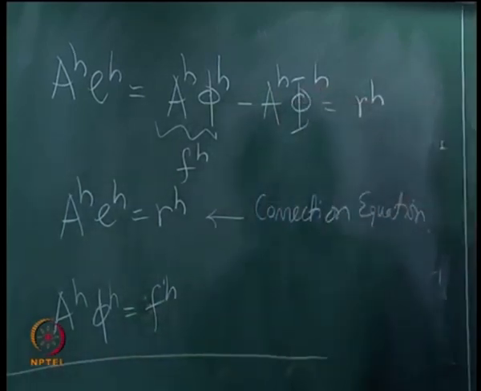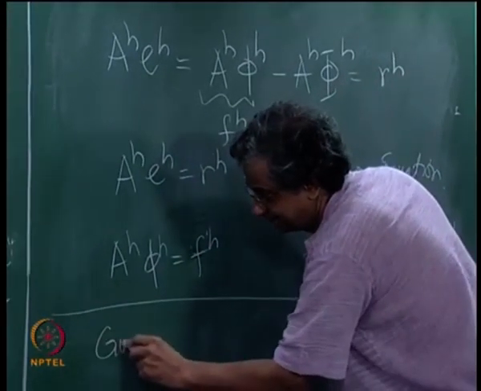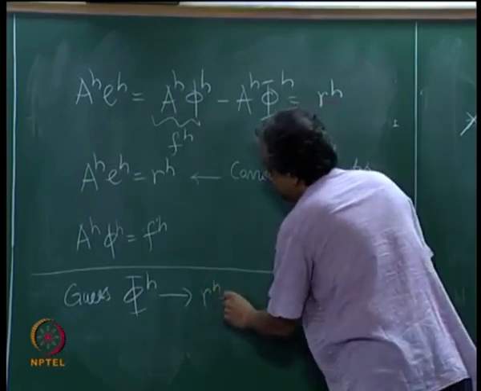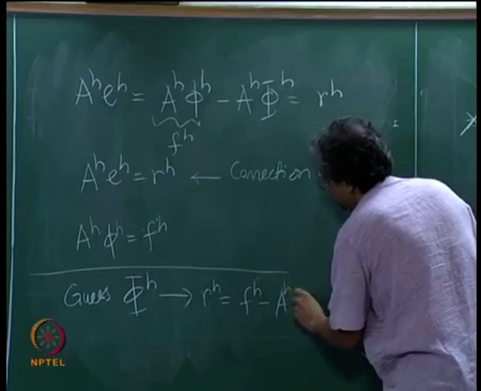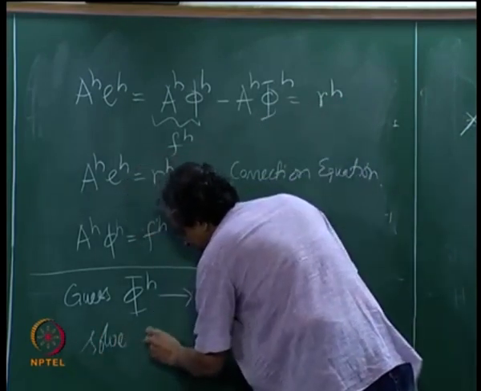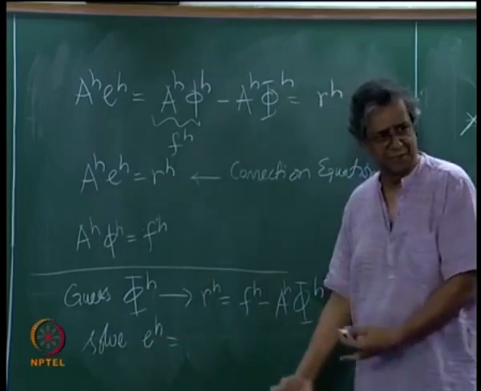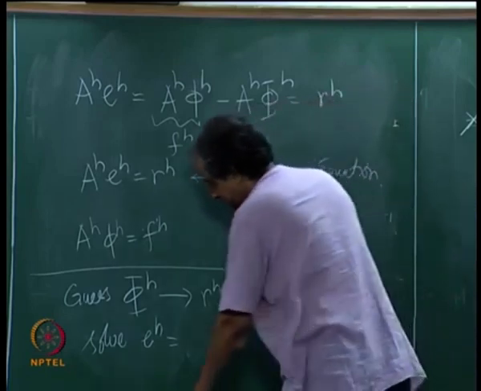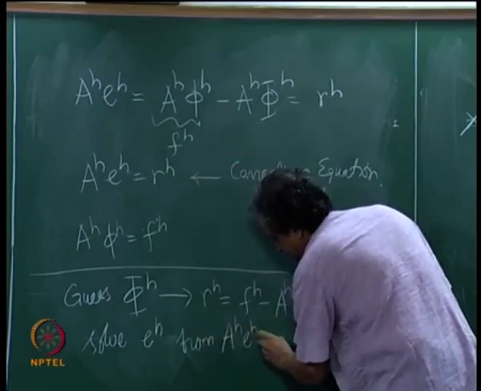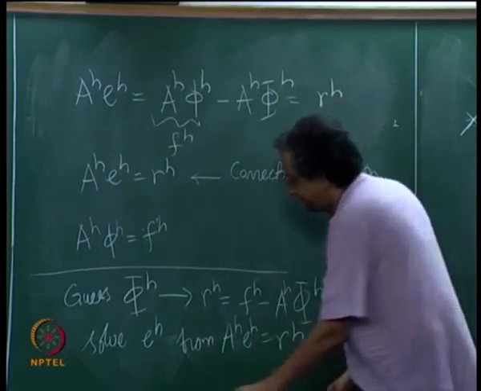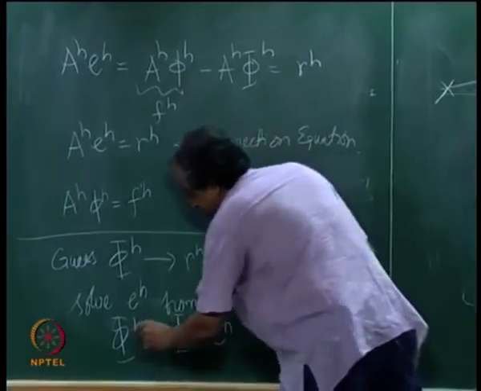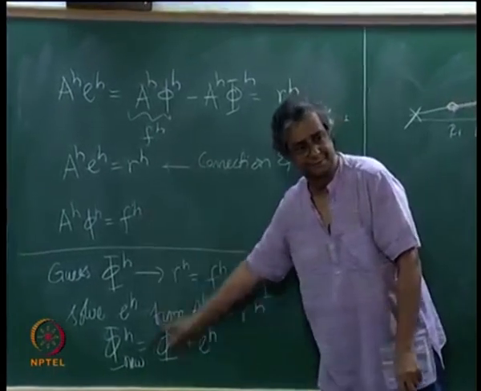You would guess a capital phi h, compute RH, and solve for EH in some iterative fashion. Maybe you do not have to solve it exactly, you do not have to use a direct method, but get an estimate for this. So find an EH from this, then update your phi h new, and then you can iterate, you can do this iteratively.